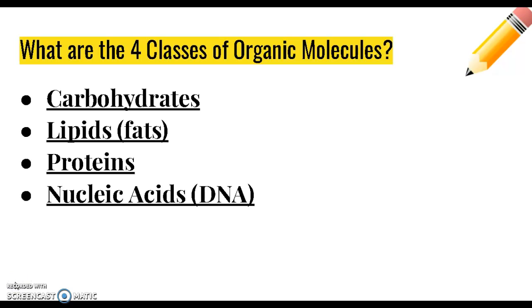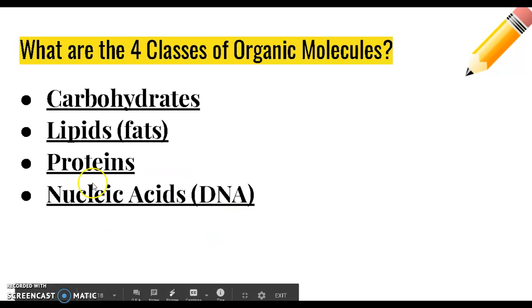So there are four classes of organic molecules: carbohydrates, lipids, which is a fancy term for fats, proteins, and then nucleic acids, which includes molecules like DNA. We're going to talk about carbs, lipids, and proteins today. We're going to save nucleic acids for another unit. We're going to do a whole separate unit all about DNA later on this year.